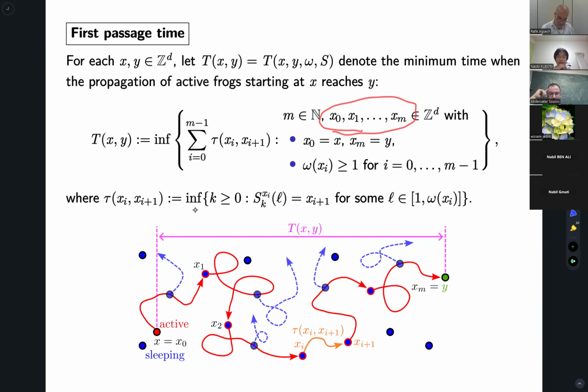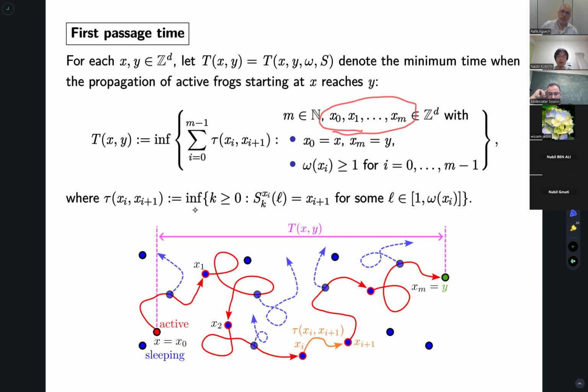Because you can see tau of xi plus 1 is the infimum of the time to reach xi plus 1 starting from xi. So before reaching xi plus 1, you will have a passage by a nearest neighbor of xi, and that time will be less than the time to reach xi plus 1. And then in the infimum here, it's enough to consider the sequence of nearest neighbors.